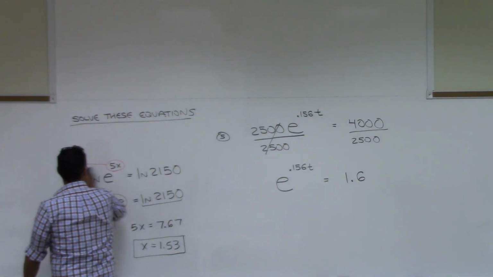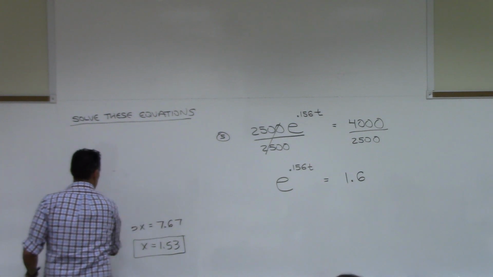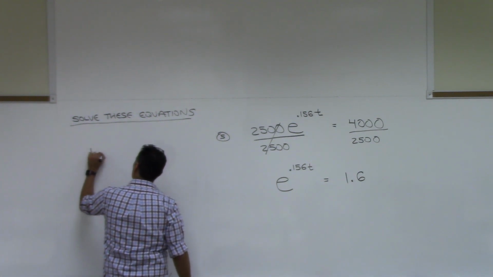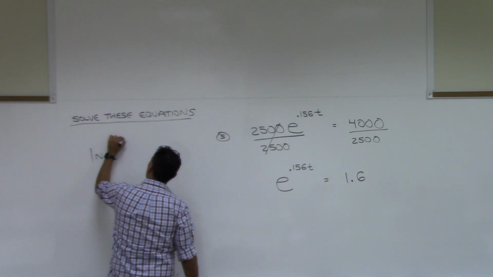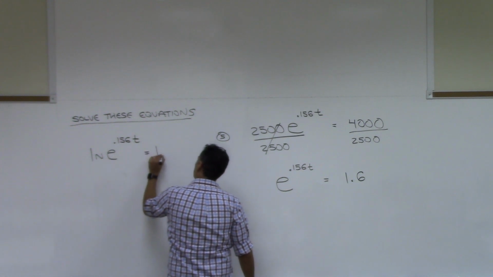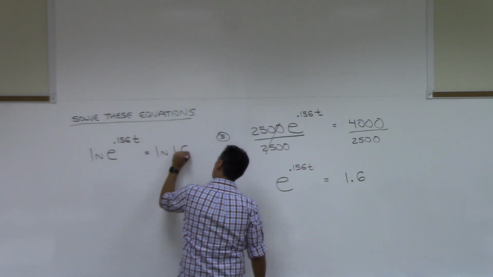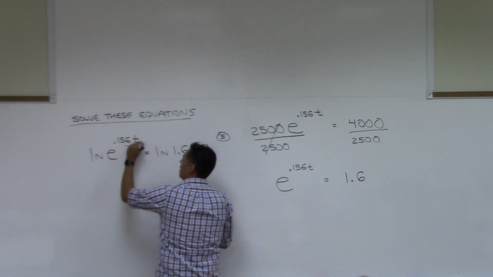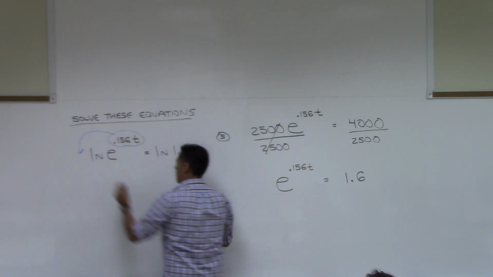Now I bring in my log, both sides. So when I bring in the log on the left, natural log e to the 0.156t, and then equals natural log of 1.6. All right, now I can drop it, right? Because I have the log in. Take it, drop it.